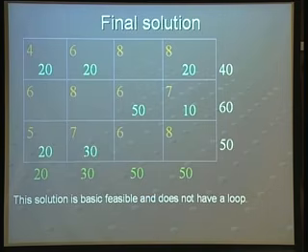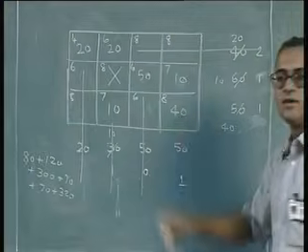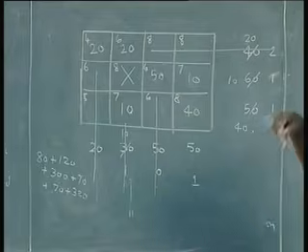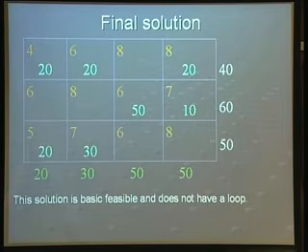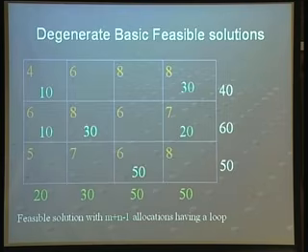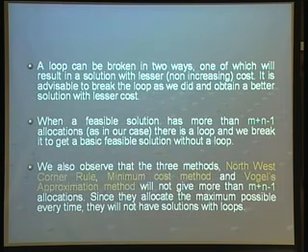Now, we have 1, 2, 3, 4, 5, 6 positions excluding this. We have 6 positions and we have exactly m plus n minus 1 allocations. So, breaking the loop should give us exactly m plus n minus 1 allocations. Now, let us move to another example. A loop can be broken in two ways, one of which will result in a solution with less cost. It is advisable to break the loop as we did and obtain a better solution with a lesser cost.